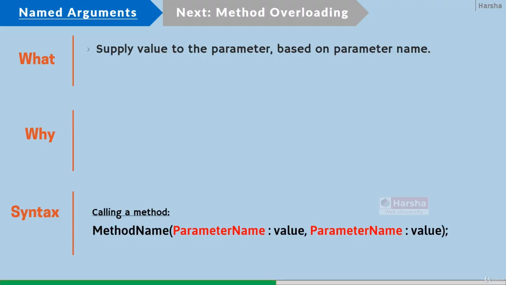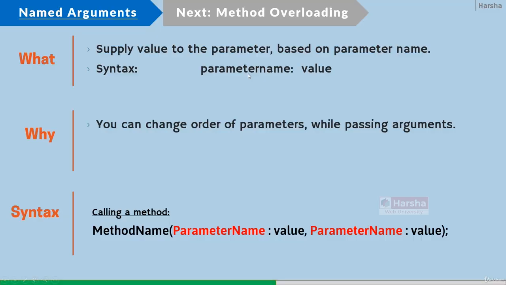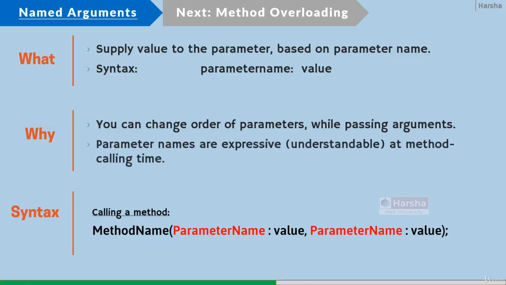This problem is solved by named arguments, because you will supply the value based on the parameter name. So first you write the parameter name, then the value. So it is guaranteed that this particular value will be passed to the particular parameter. In this case, the order or sequence of parameters doesn't matter because you supply the values based on the parameter names rather than their sequence.